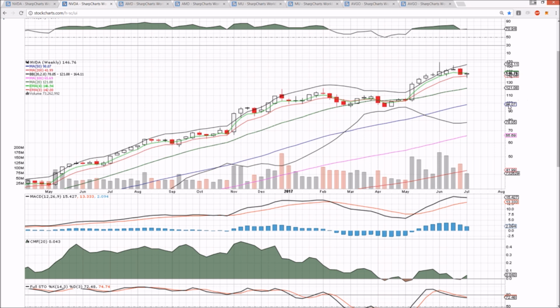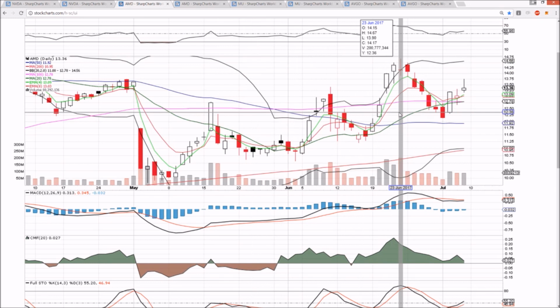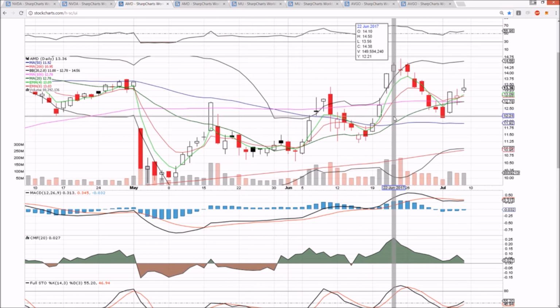And obviously if we see continuation back towards all-time highs, we're going to be looking for all these other names to act as a laggard as well. And there's definitely opportunity during the trading day, if you're a day trader, to capitalize on correlations.